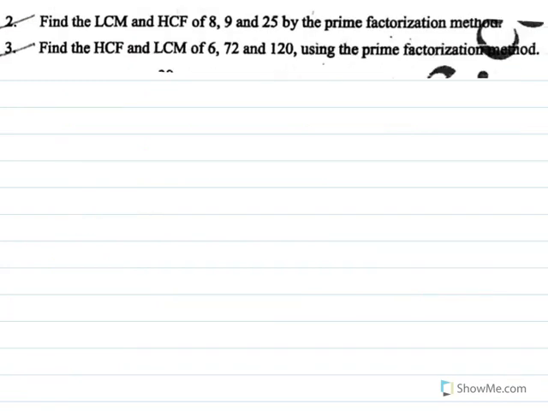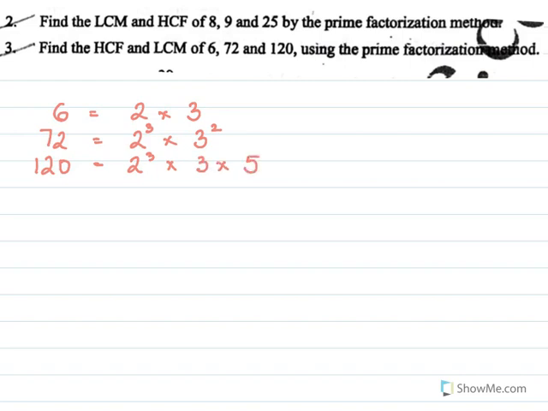Find the HCF and LCM of 6, 72 and 120. So for 6 I do 2 into 3. 72 you'll get 2 raised to 3 into 3 raised to 2. You do the prime factorization, you'll get this. 120, 2 raised to 3, 3 into 5.